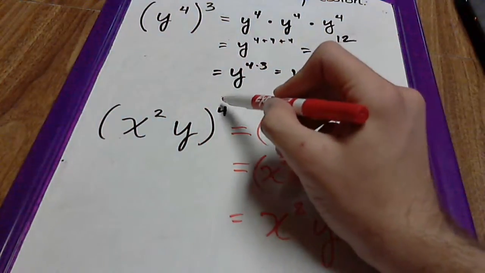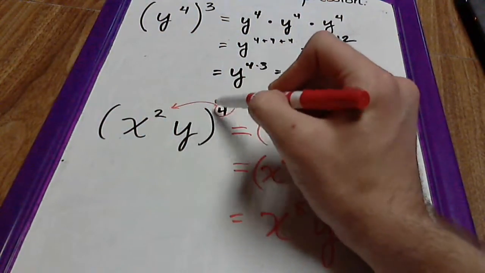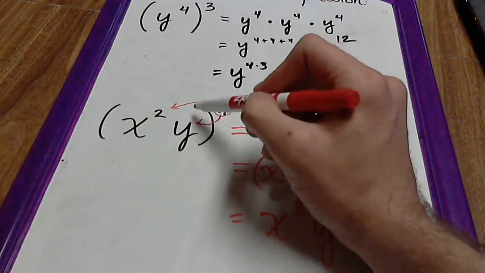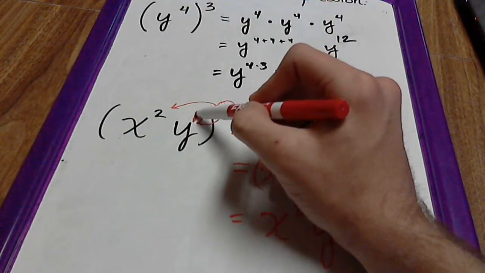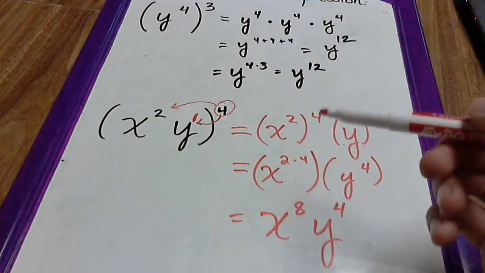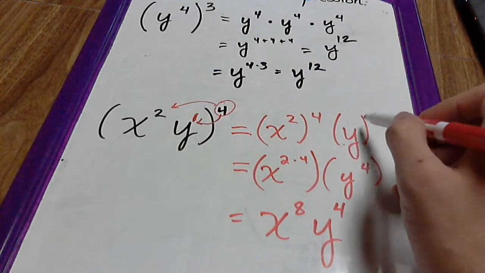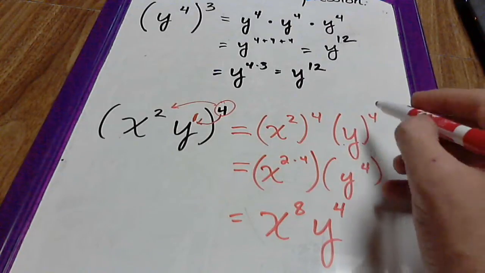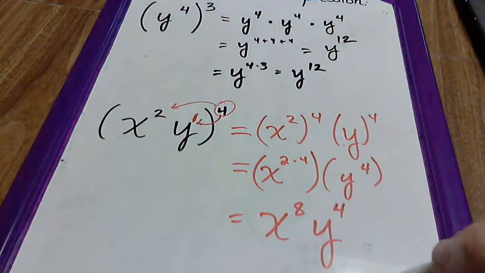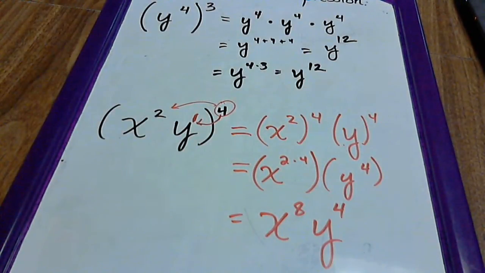So what's happening is the 4 is being distributed to the exponents. This y has an invisible exponent of 1, saying like y to the first power. Okay, that's why I could say y by itself to the fourth power was just y to the fourth, because 1 times 4 equals 4. And that is part 2 of evaluating exponential expressions.